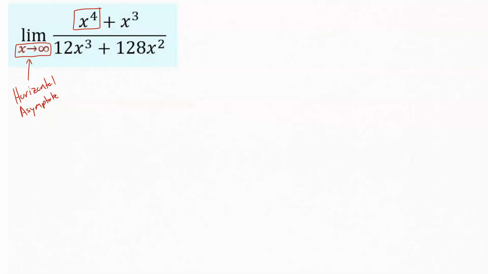X to the fourth is going to dominate x to the third every single time as our x values get bigger and bigger. On the bottom, what we'll see is our dominant term is x cubed. Technically, 12x cubed would be our full dominant term on the bottom. So when I look at this, I'm really just looking at a more simplified version of this problem, because those are the only pieces that really matter for how this graph is going to behave for very, very large values of x.